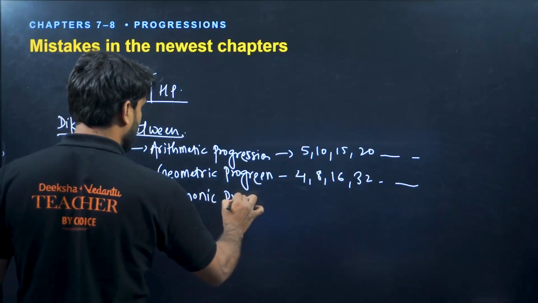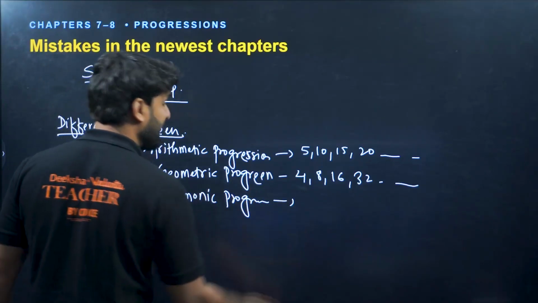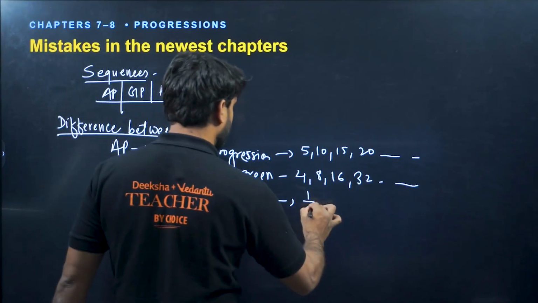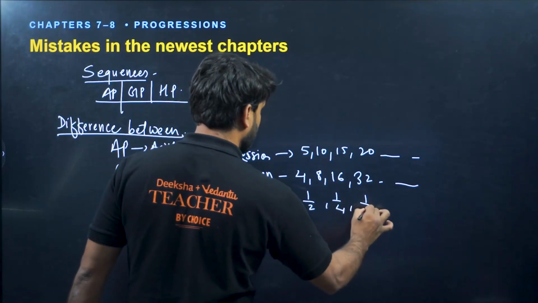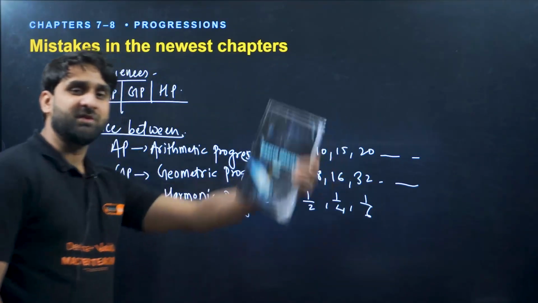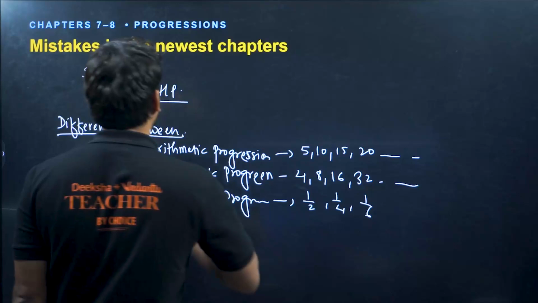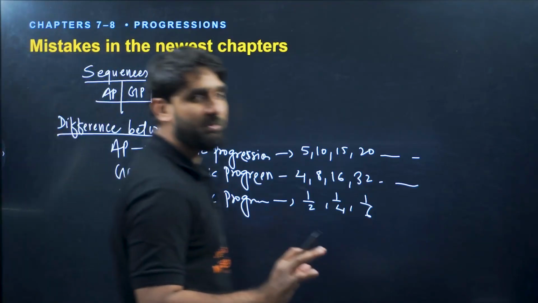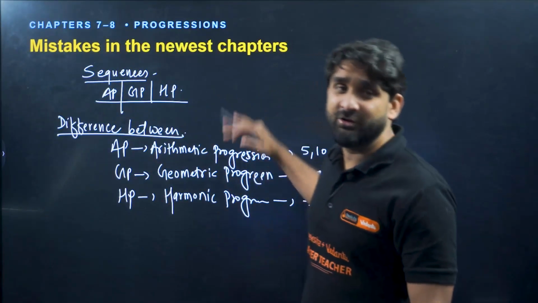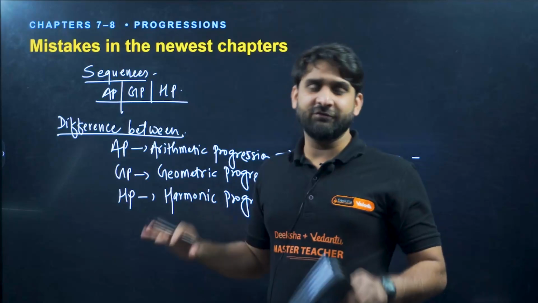Harmonic progression is when the numbers are increasing but in reciprocal form. 1 by 2, 1 by 4, 1 by 6, look, the numbers are increasing in reciprocal form. So this is all about champions. I know this is the new chapter. You require a clear difference between all these, clear difference, right?